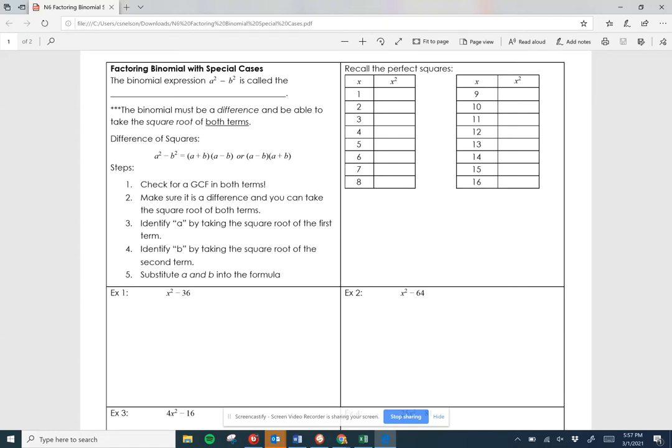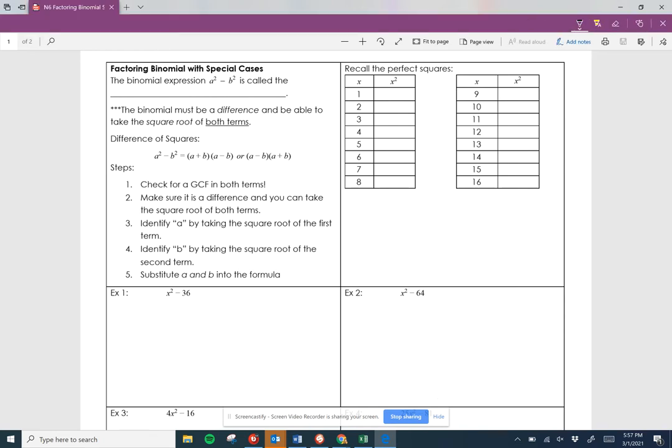We'll be talking about how to factor a special case. As you can see, we sometimes have a binomial that has a squared in it, and these can still be factored. The ones that have a perfect square as the a value and a perfect square as the b value are called difference of squares.